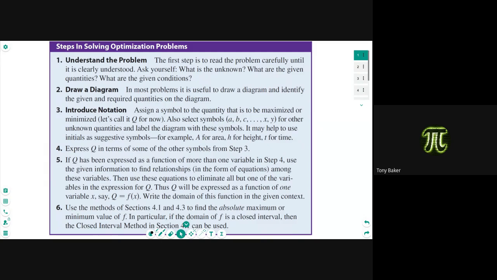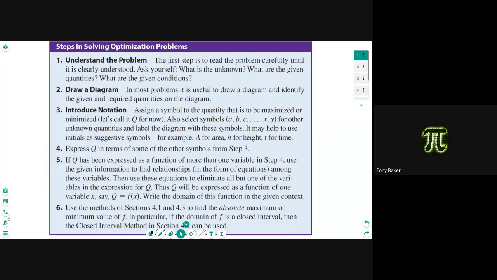Optimization problems. You might have done similar ones to these in your pre-calc class when you were looking at the mins and maxes for polynomials. This is just extending that concept to be able to do any type of function.